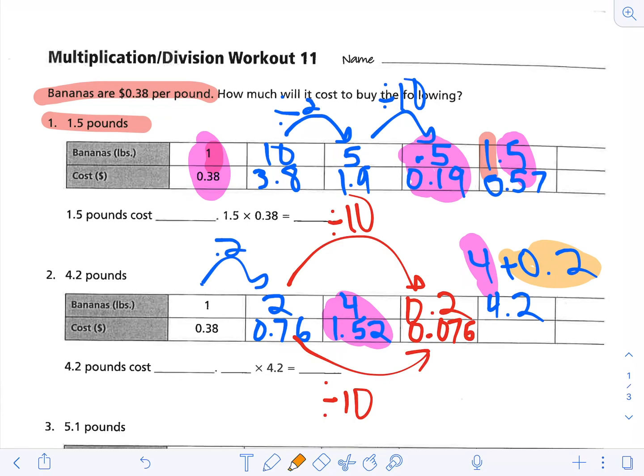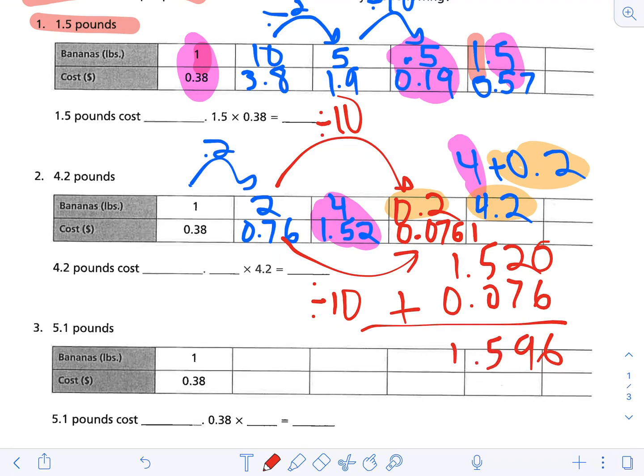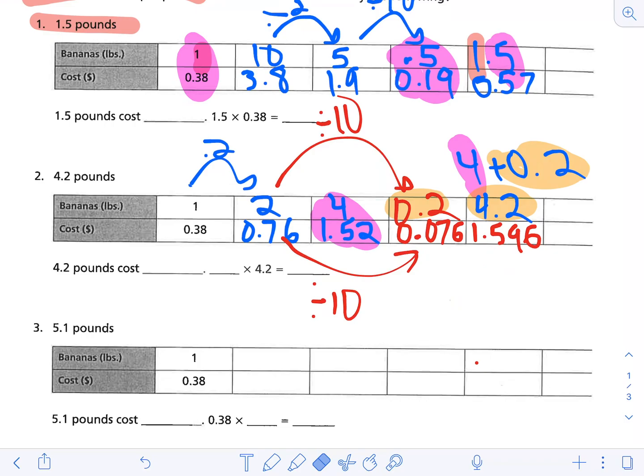So 4 plus 0.2 is 4.2. 1.52 plus 0.076. I can't read my own handwriting. Just add them up. 1.596. We didn't have to worry about getting rid of decimal points or moving them back or counting places. No. We just use our proportional relationships to get the answer of a really weird math problem, which is 0.38 times 4.2, which is 1.596.